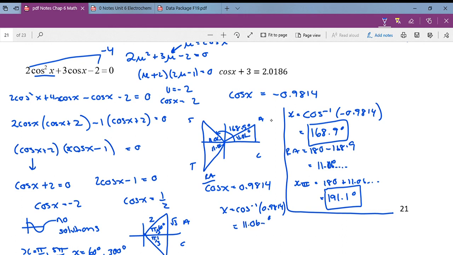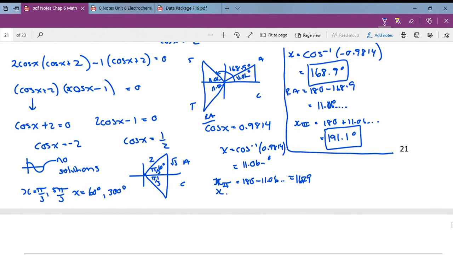It's just personal preference. And then I say, okay, so x in quadrant 2 would be 180 minus the 11.06, which is my 168.9 degrees. And my x value in quadrant 3 is my 180 plus the 11.06, and I get the 191.1 degrees.